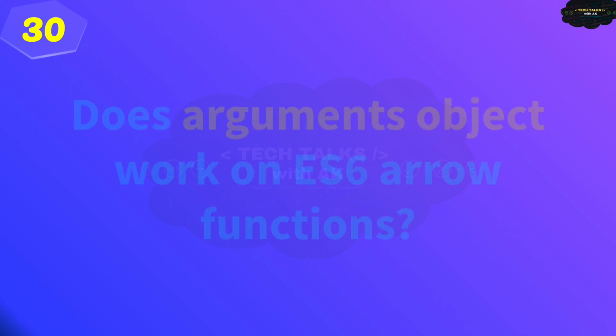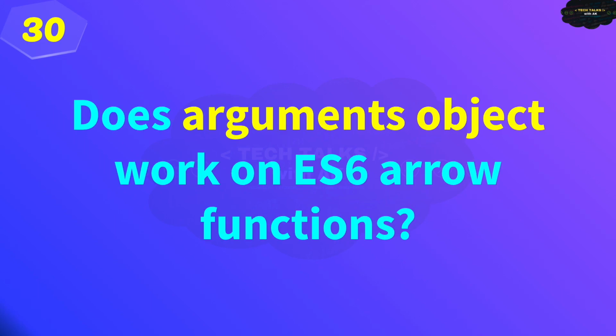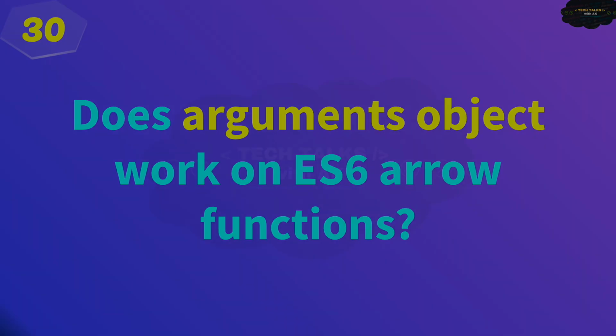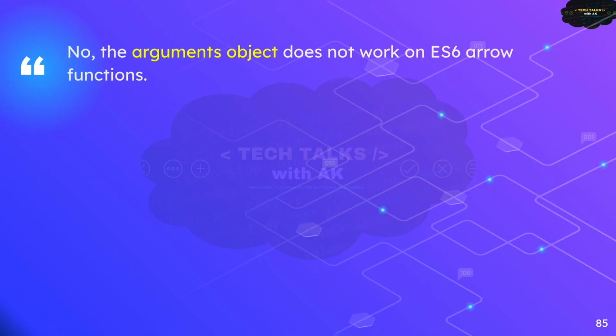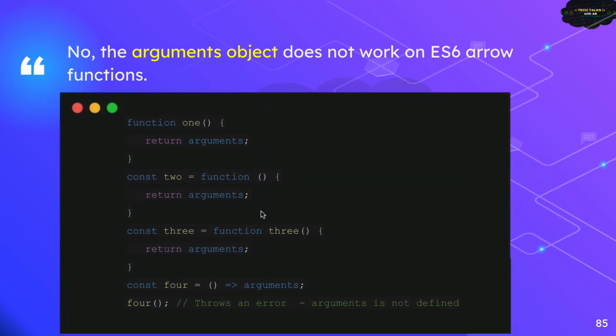Next question is, does the arguments object work on ES6 arrow functions? And the answer is no. The arguments object does not work on ES6 arrow functions. Let's take a code example for this. If we say function 1 return arguments, then function 2 return arguments, then function 3 return arguments. These are normal functions which are returning arguments and work perfectly.